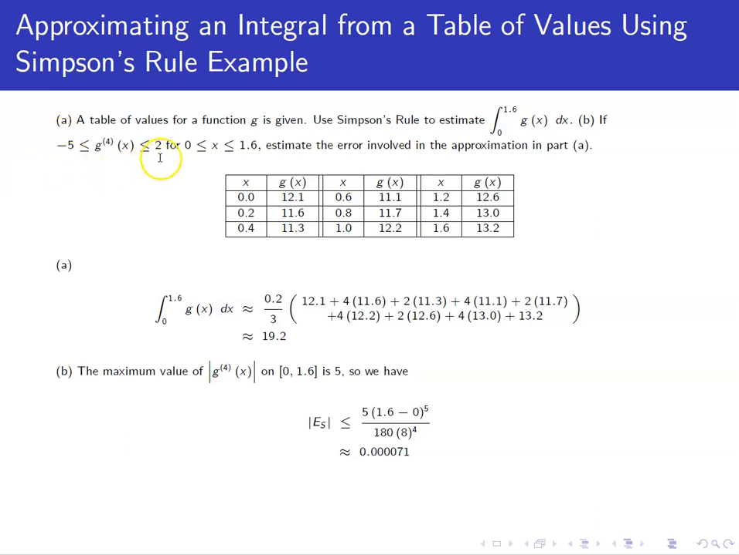Well, notice that the biggest absolute value we can possibly get from the fourth derivative in this case is 5. We don't want to use the 2 because in absolute value, 5 will be bigger. All right, so then we'll use our error formula for the Simpson's rule. 5 is the biggest the fourth derivative can get. The length of the interval is 1.6. We raise that to the 5th power. Divide by 180 times the number of subintervals raised to the 4th power. Simplify that, and we get that the absolute error in using Simpson's rule to approximate this integral is bounded above by 0.00007.